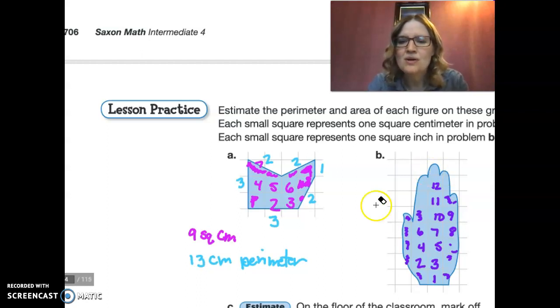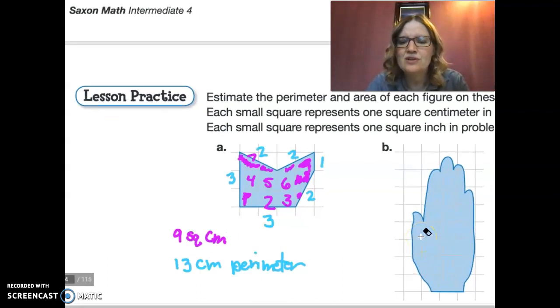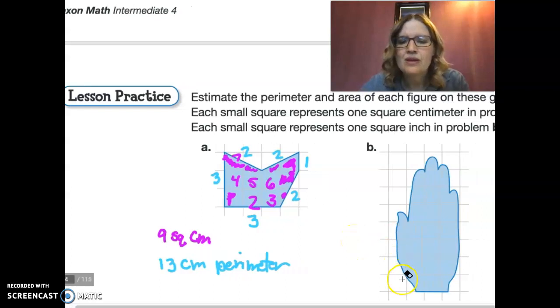I'm going to erase. Okay, we're erasing and we're going to try this again. Here we go. Let's start counting. And I'm going to expand this just a little and move it over. Okay.